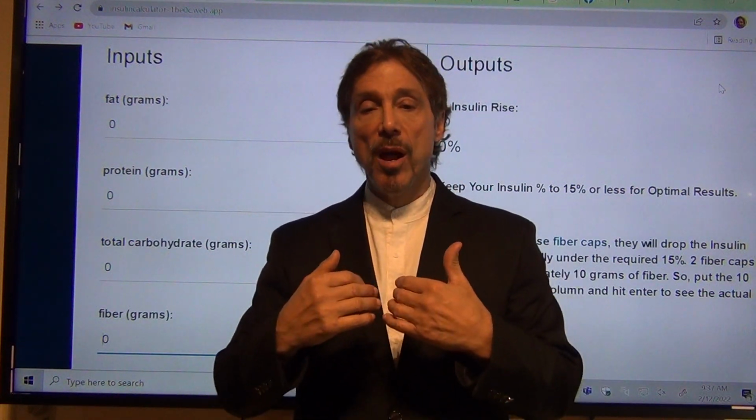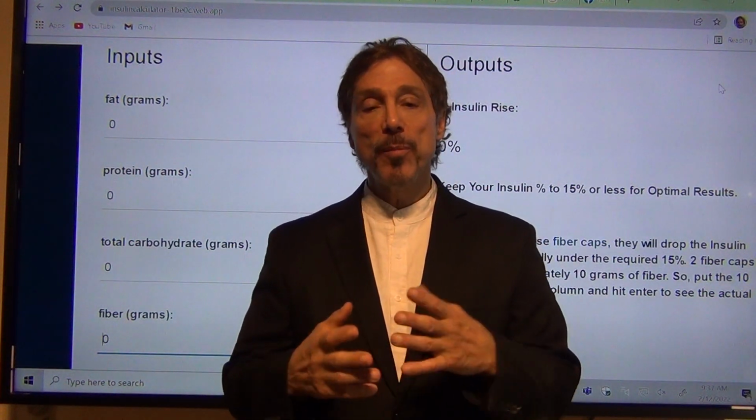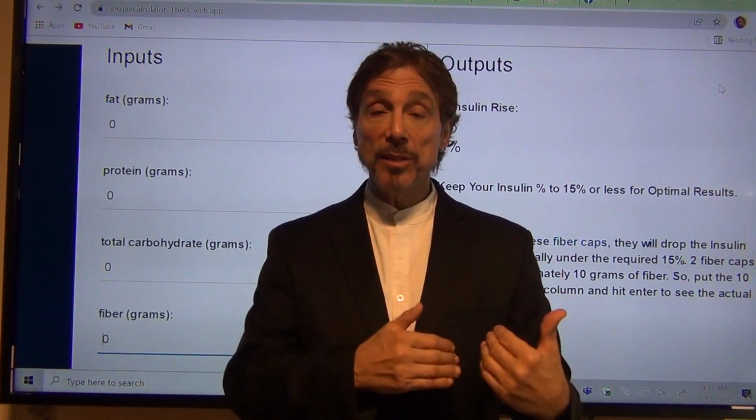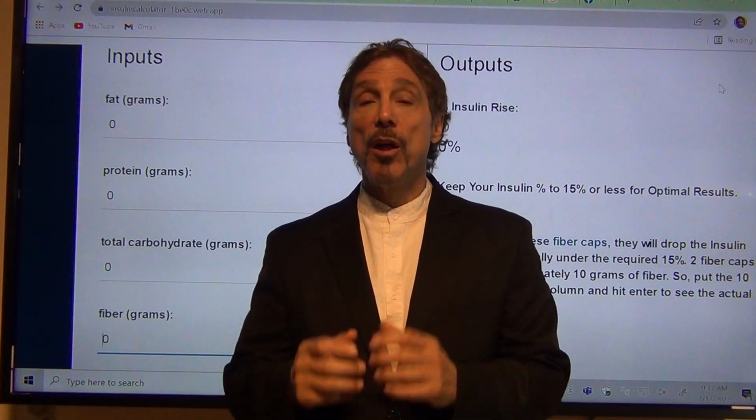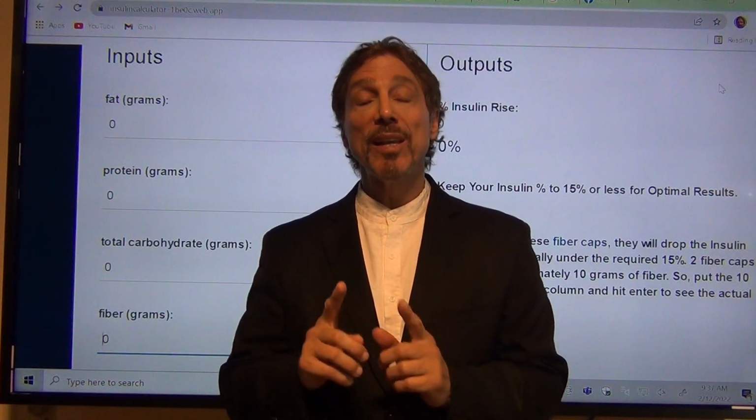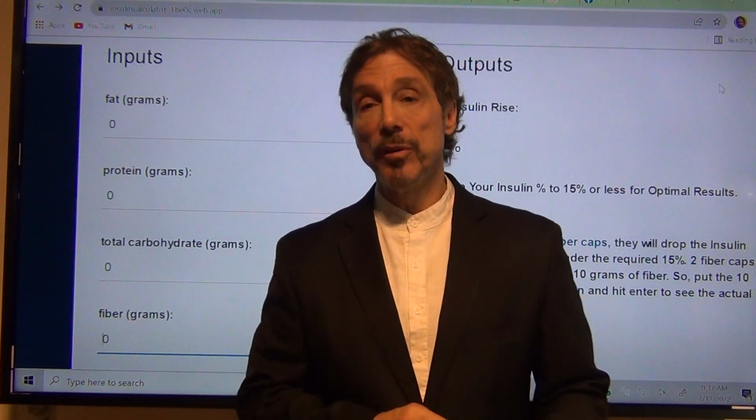This is what's going to not let us guess how much insulin is coming out the next time we eat something or the next time we drink something. No, we don't have to guess about it. We can calculate it. And here's how we're going to do that.